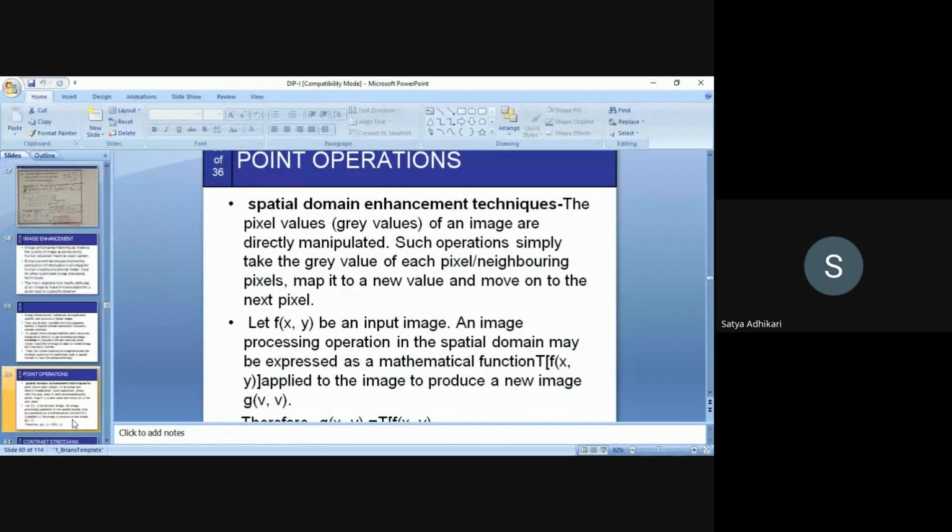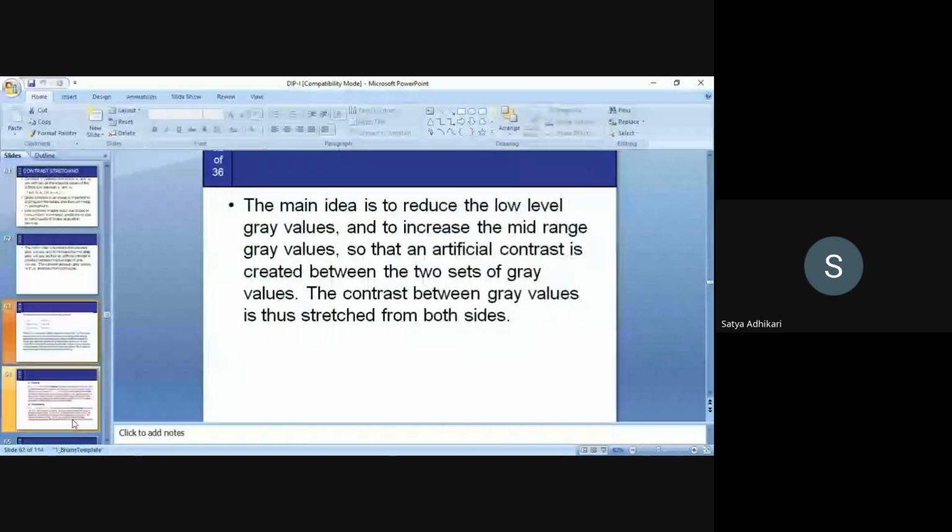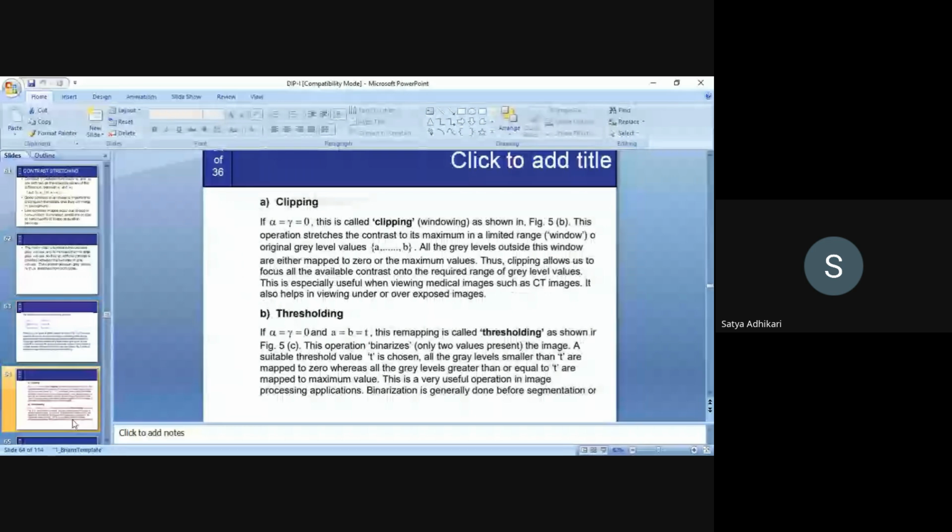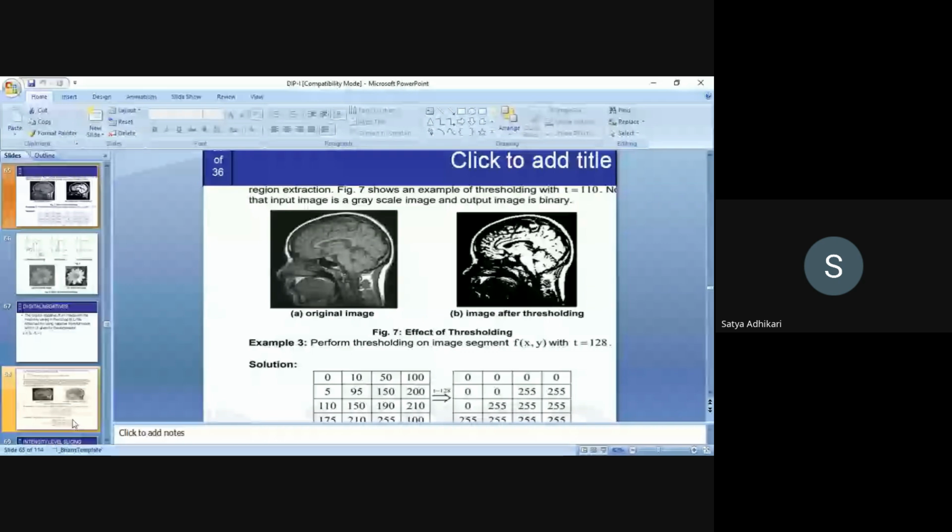We have discussed spatial domain enhancement. Some techniques in image enhancement are clipping and thresholding. There is a fixed value, please recall that it is a fixed value. You see here, this image is the effect of thresholding. We have taken T as 110, the fixed threshold value is 110.